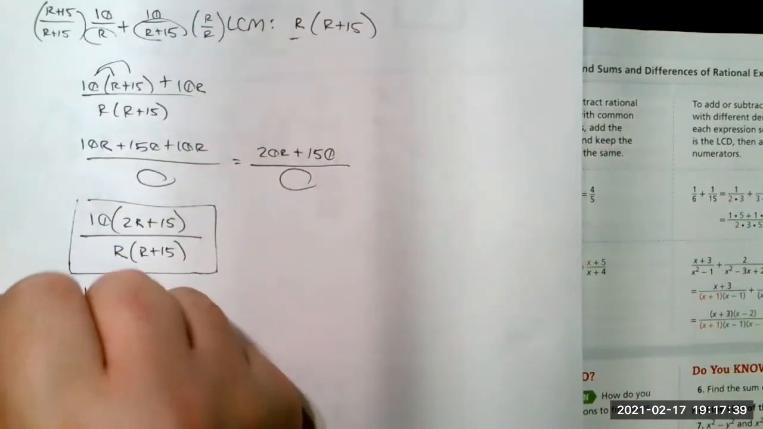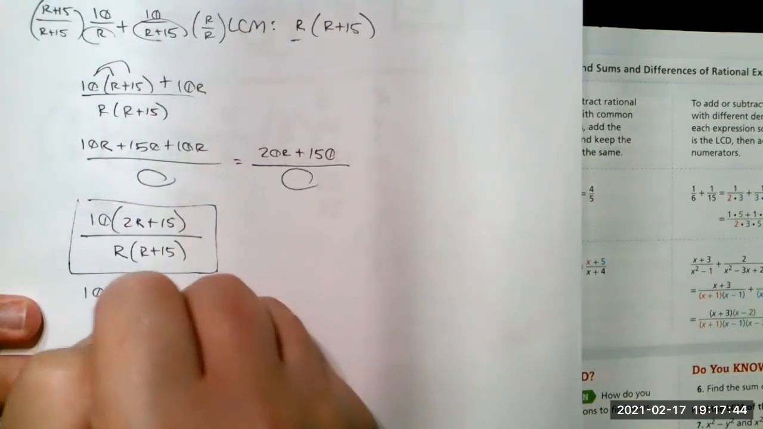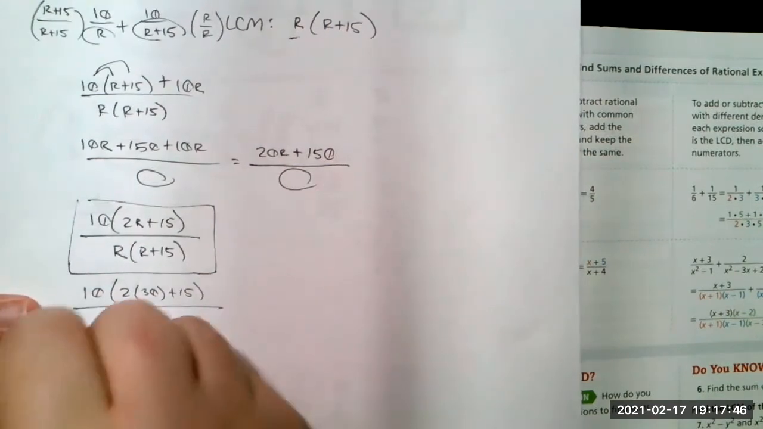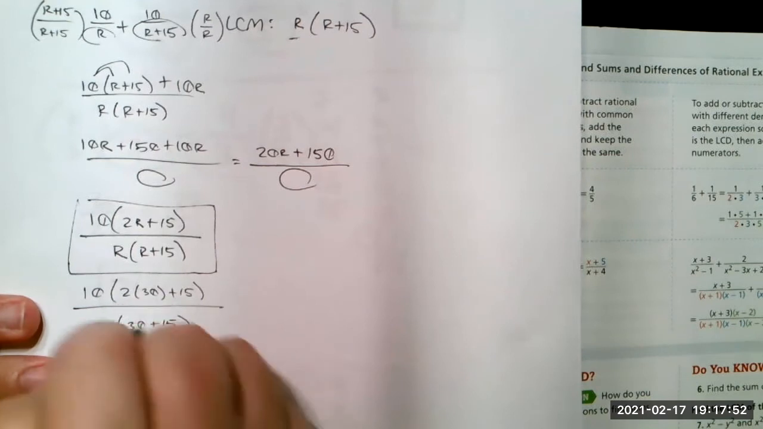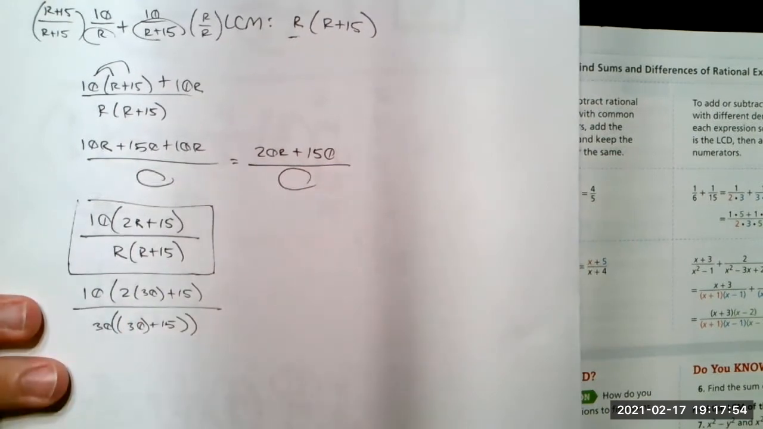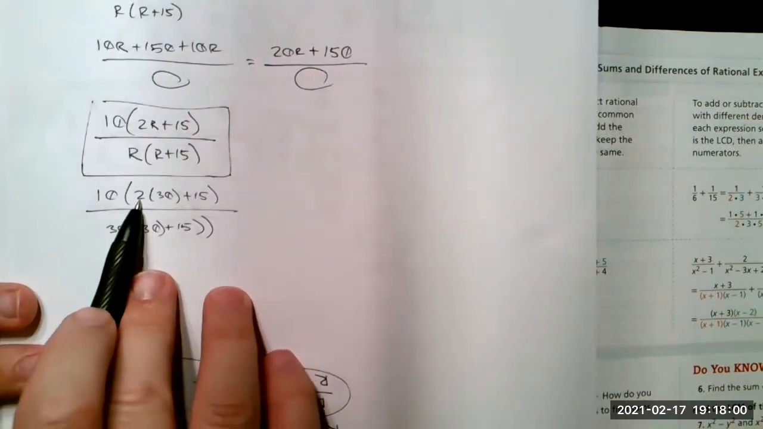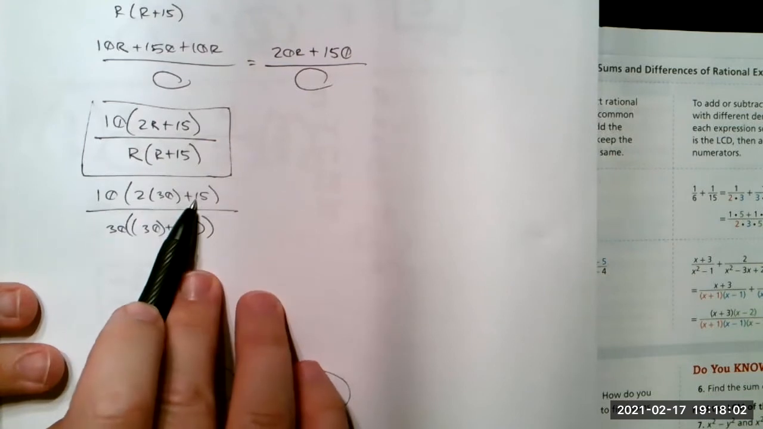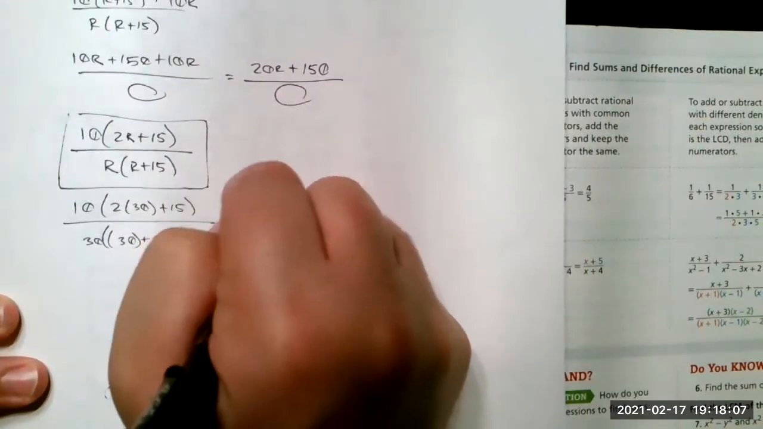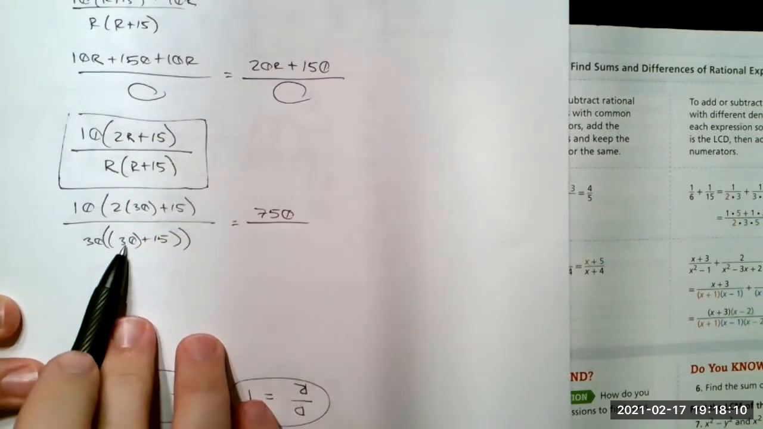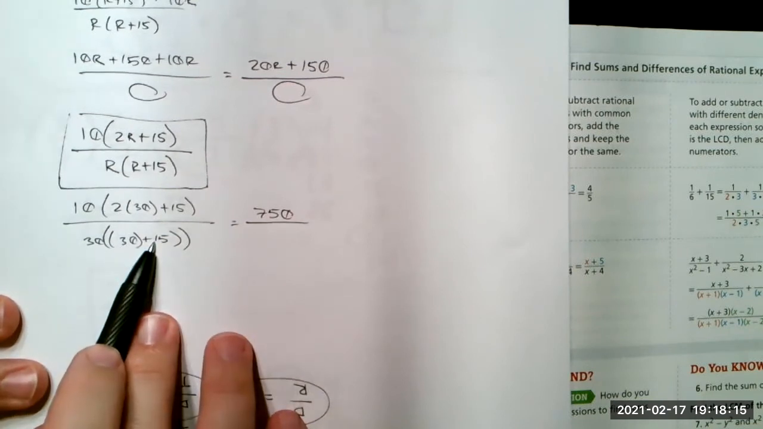So I'll have 10 times 2 times 30 plus 15, and then it'll be 30 times 30 plus 15. And now I can simplify. 2 times 30 is 60. 60 plus 15 is 75. 10 times 75 is 750. Down below, start inside the parentheses and work yourself out. 30 plus 15 is 45.